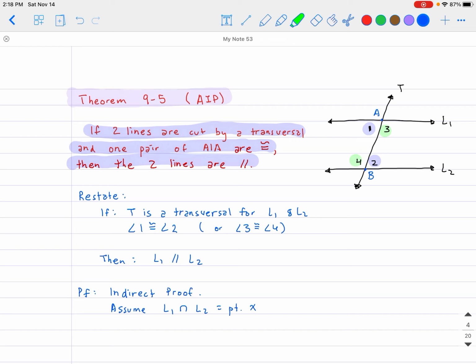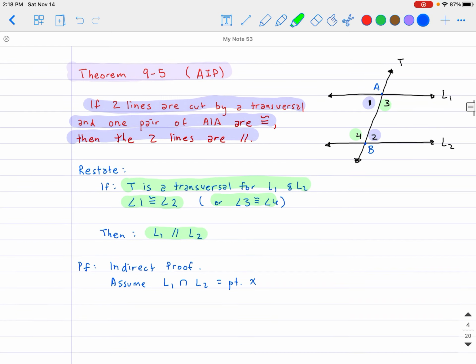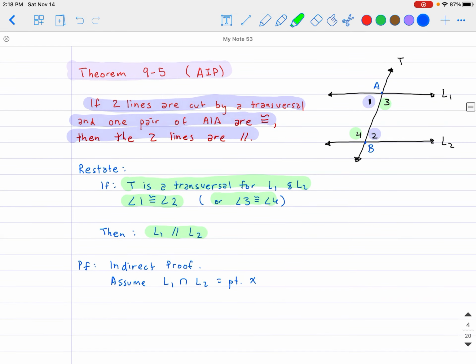All right, so here's the restate then. If T is a transversal for line 1 and line 2, and angle 1 is congruent to angle 2, or it could be angle 3 is congruent to angle 4, then the result is that line 1 is parallel to line 2. So we're going to go ahead and do the indirect proof one last time, and from here on out, you can just go ahead and use this theorem to prove 2 lines are parallel as long as you have the setup then.